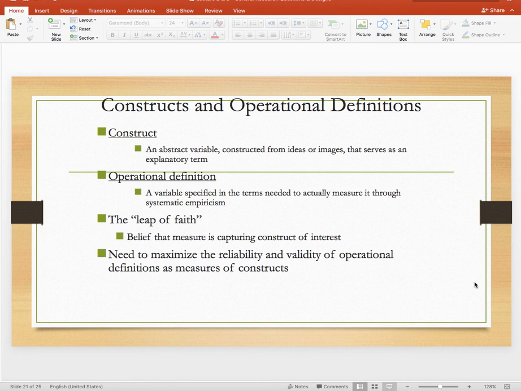Constructs, again, are going to be these abstract ideas that we're working with. So it's this abstract idea or this image that serves as an explanatory term that we have related to that specific topic at hand. So in other words, whenever we use the term motivation, studying, grades, GPA, those are all constructs in their nature. None of these things have any actual concreteness at this point.